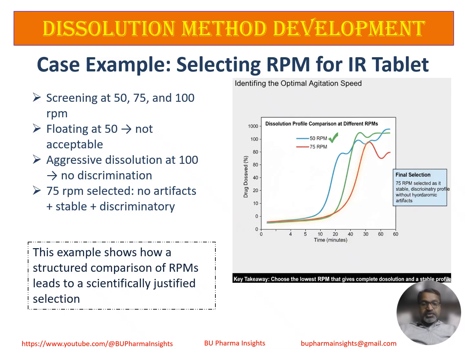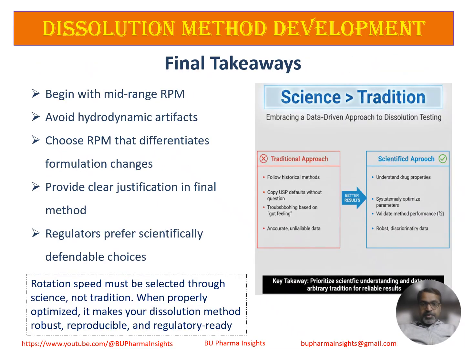Data and visuals strengthen your regulatory defense. When properly optimized, it makes your dissolution method robust, reproducible, and regulatory ready. A practical approach is: begin with mid-range RPM, avoid hydrodynamic artifacts, choose an RPM that clearly differentiates formulation changes, and provide clear scientific justification in the final method. Remember, regulators prefer scientifically defendable choices.